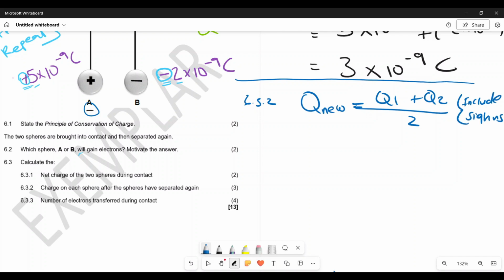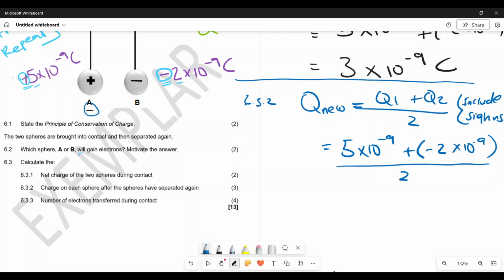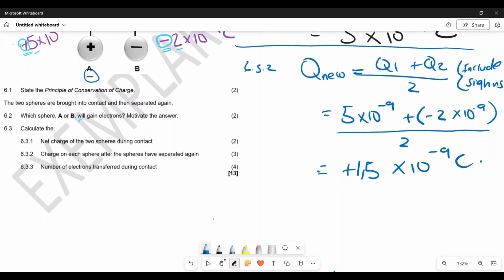So our Q1 is 5 times 10 to the power minus 9 plus our Q2, which is negative 2 times 10 to the power minus 9. Now all this divided by 2. Now punching this into your calculator, your Q new should be equal to positive 1,5 multiplied by 10 to the power minus 9 coulombs. Now for the last question, 6.3.3, which is calculating the number of electrons transferred during contact.